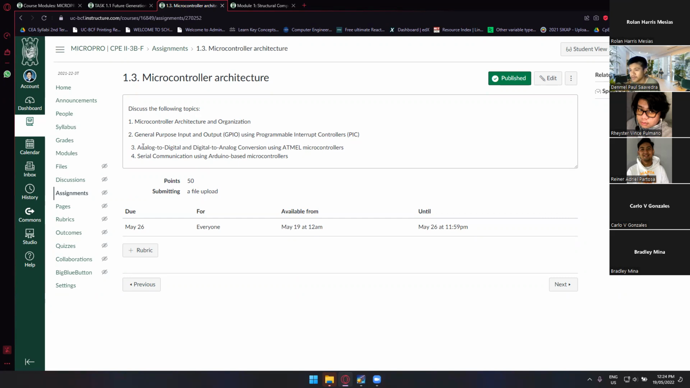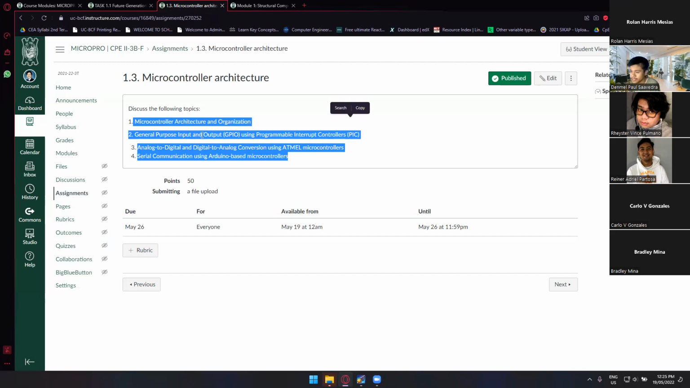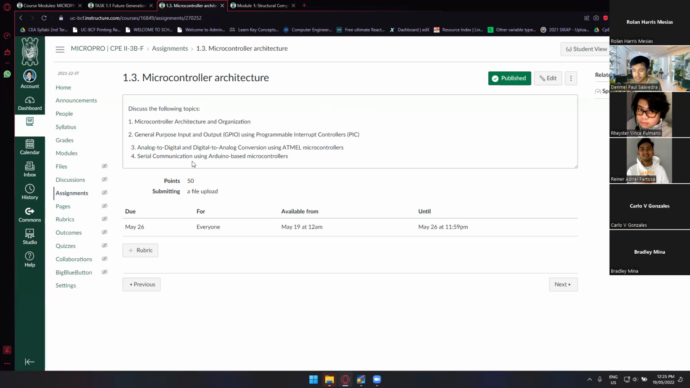For the third one, so analog to digital and digital to analog conversion using Atmel microcontrollers. Okay, so discuss this topic also, from AC to DC, my bad, not AC to DC. From analog to digital and then digital to analog conversion using Atmel. And then for the last one, we have serial communication using Arduino-based microcontrollers. Okay, so yeah, this is a 50 point discussion, or let's just say research break, since you're going to use Google to research for your answers.